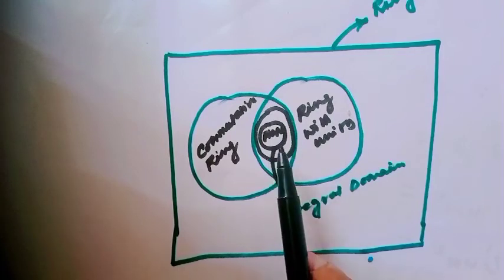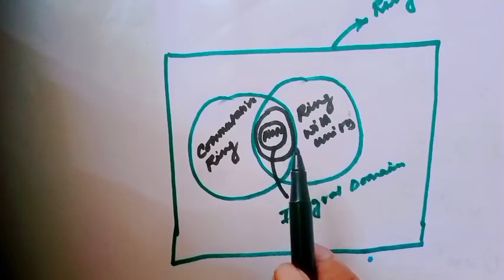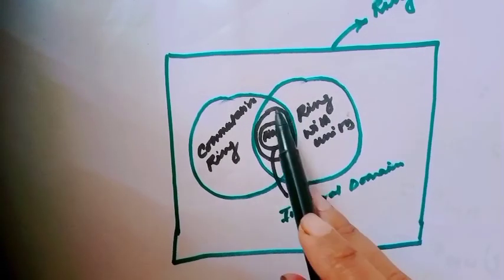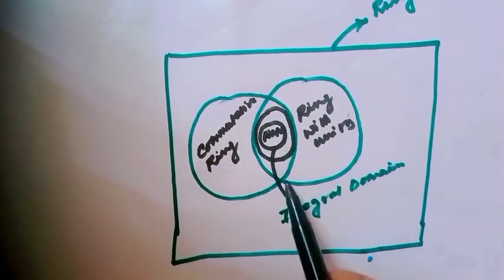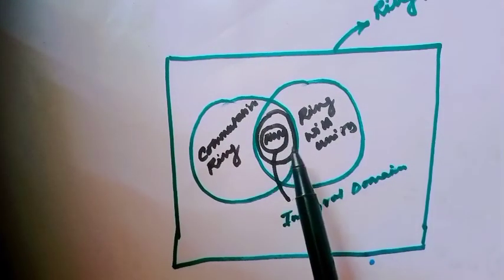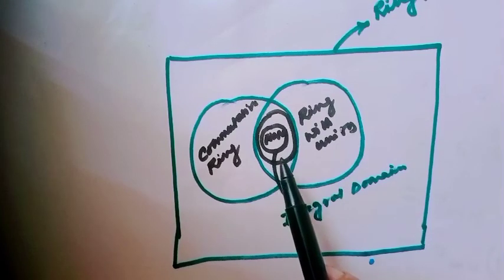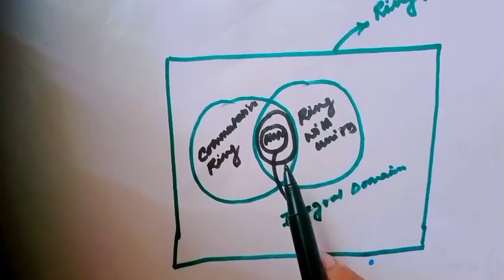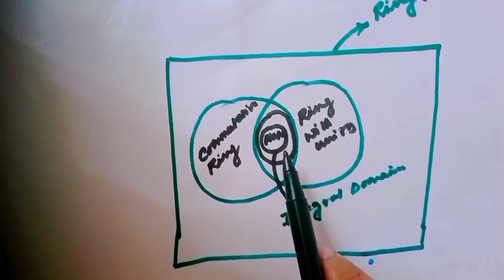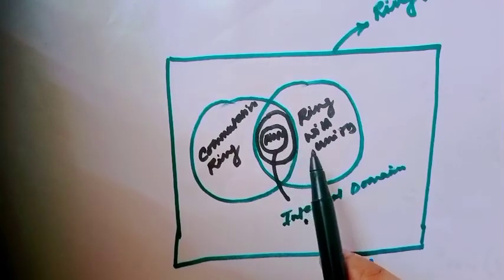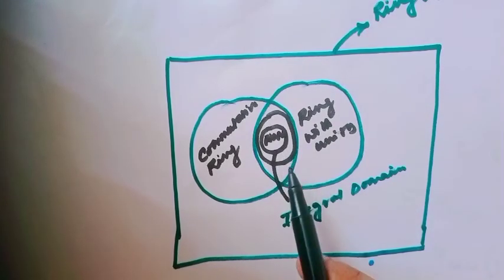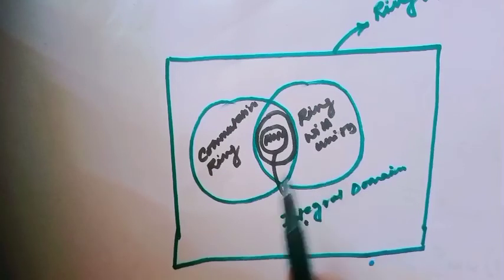But when every element of this ring is a unit, then this is called a field, and this part is called an integral domain. What is the difference between a field and an integral domain? In a field, every element is a unit, but in an integral domain it is not necessary that every element is a unit. So a field always implies an integral domain, but an integral domain is not necessarily a field.